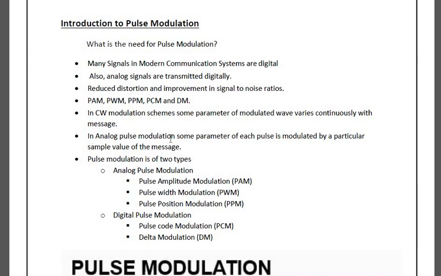So in analog pulse modulation, what happens? Some parameter of each pulse is modulated by a particular sample of the message. So each pulse is modulated with respect to your message signal. The pulse modulation schemes are of two types. One is analog pulse modulation schemes, that is PAM, PWM and PPM, which we saw last semester in analog communication. Now in this semester you are going to see the digital pulse modulation schemes, that are pulse code modulation and delta modulation. So this was your introduction to pulse modulation schemes.